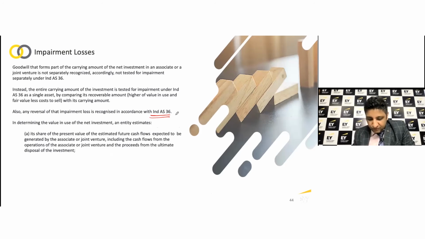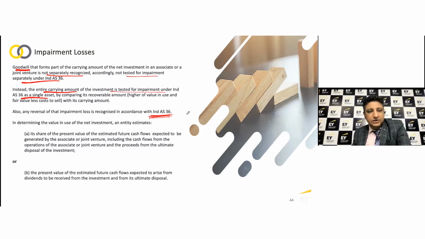The only thing that you want to remember, since the goodwill is not recognized separately, you don't have to test that for impairment purposes. The entire value, for that matter, the entire investment, including the goodwill, is tested for impairment as a single asset. And of course, the parameters of carrying value versus recoverable amount, and recoverable amount is of course the higher of the two, the value in use and the fair value less cost to sell. So you compare those and apply the concepts of Ind AS 36 in that case, right?